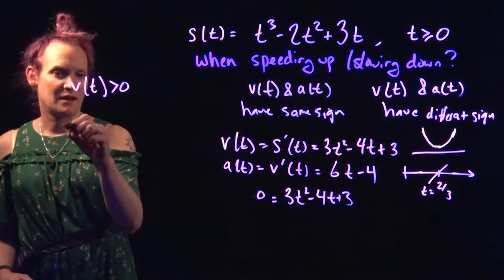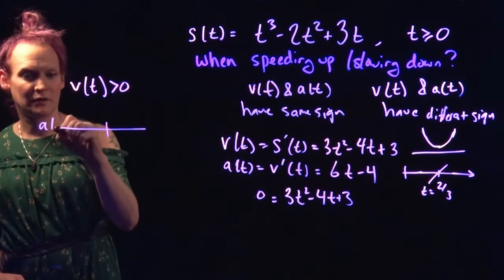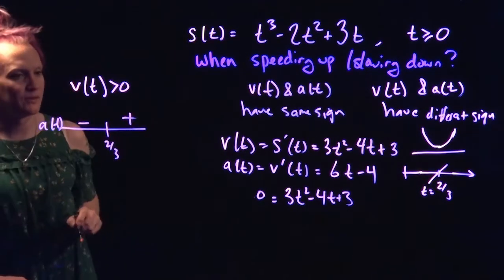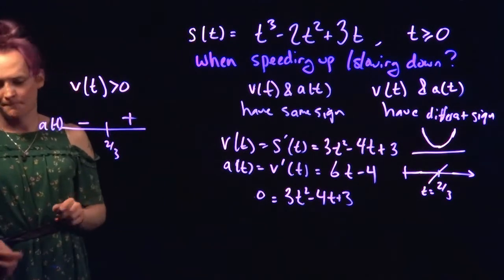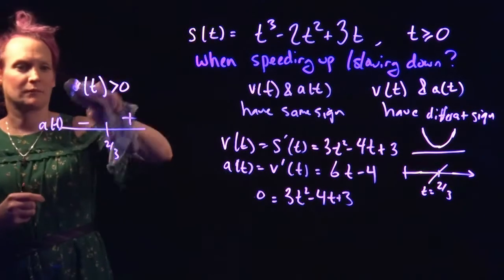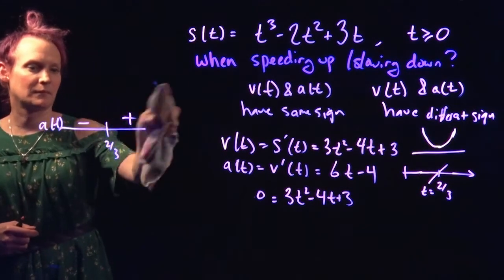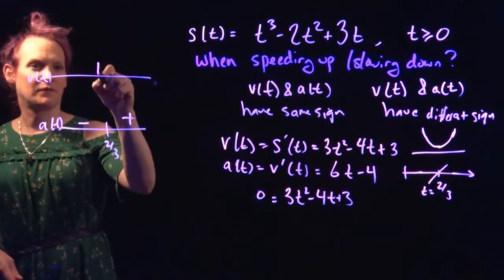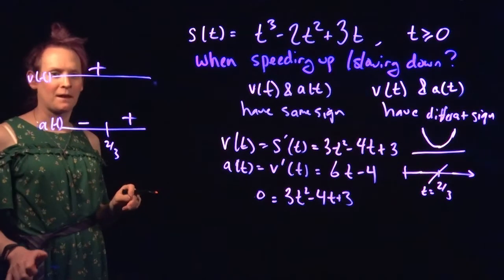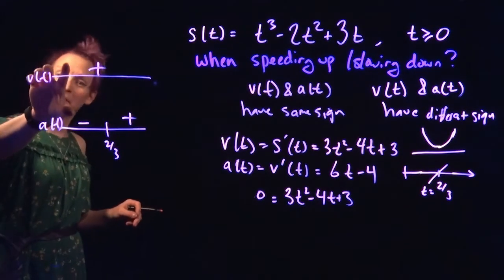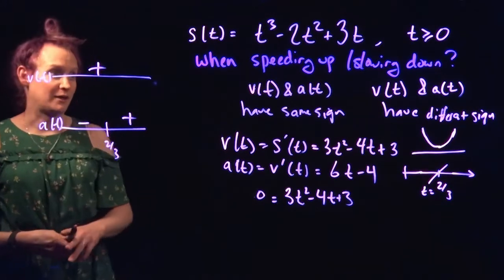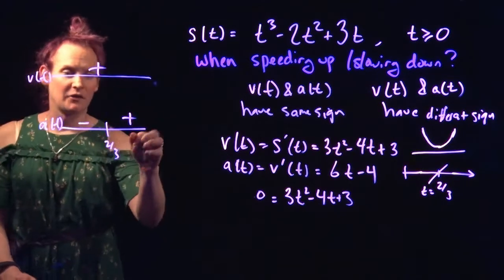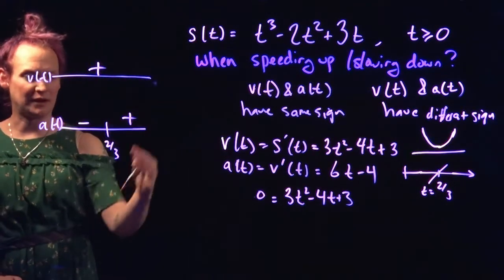And I know that as far as my line goes, a of t changes sign at 2/3. Over here it's negative, and over here it's positive. v of t is always positive. So where are they of the same sign, and where are they of different sign? That indicates speeding up, slowing down. Speeding up is where v of t and a of t have the same sign. So they have the same sign over here, to the right of 2/3.